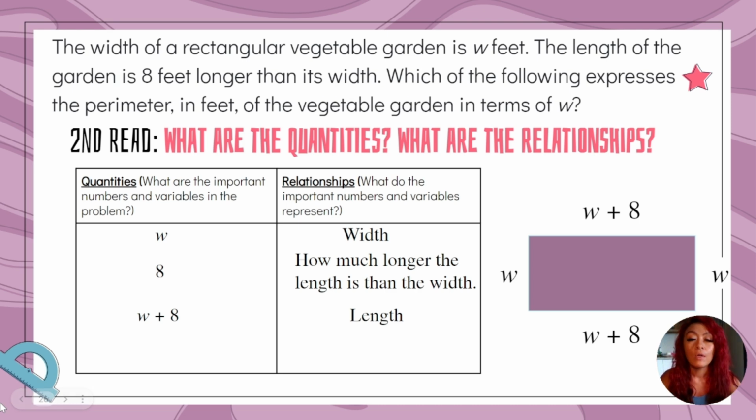And now the question is asking about the perimeter. So we're going to need to recall the perimeter formula, which is P equals 2L plus 2W. So if you notice here, if you fill in these quantities and relationships tables, now all we're going to do is take this information that we organized and we're going to use all of it to solve the problem.